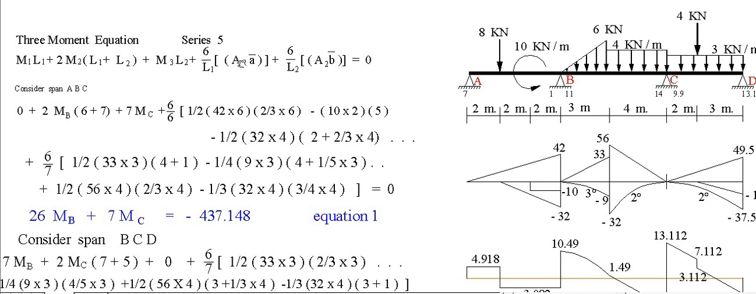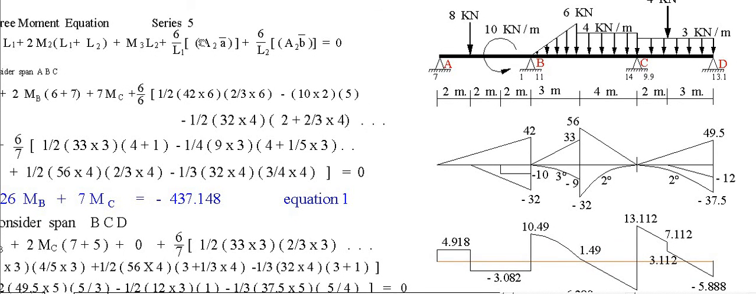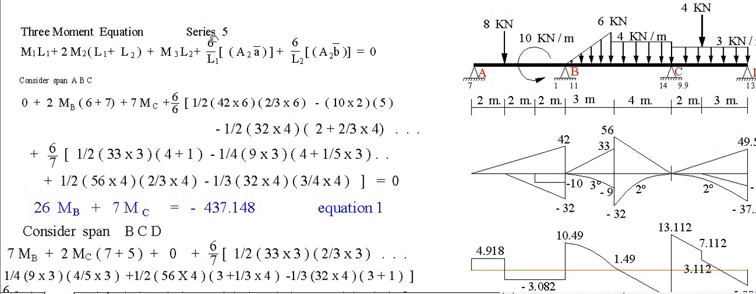this is the moment left, the constant on the left. This is 6 over L1 or 6 over 6, then 1/2 area 1. This is area 1. 1/2 of 42 by 6 times the distance from the left, which is 2/3 of 6. From here up to here, the centroid is 2/3 of 6. For the span on the left, the origin must be on the left. Then minus 10 by 2, distance is 4 plus 1 is 5. Then the triangle is 1/2 of 32 by 4 times the distance from the left, 2 plus 2/3 of 4. Okay, this is for the left span.